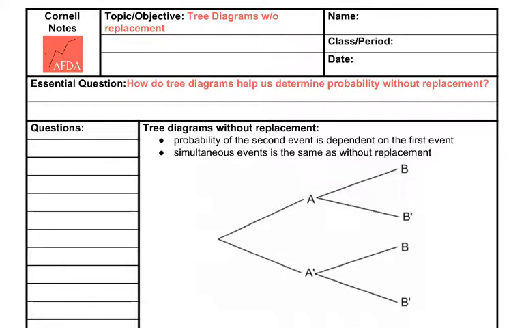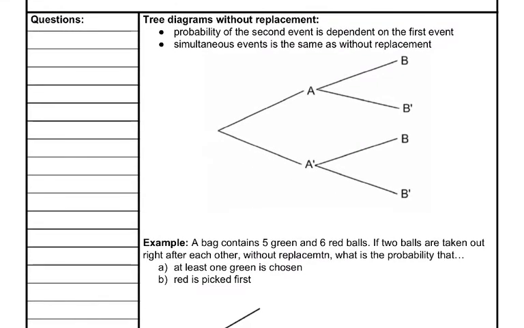This video lesson is on tree diagrams without replacement. All right, so tree diagrams without replacement, we have the second event being dependent on the first event. So now B actually has to do with A in some way. We also treat simultaneous events as the same as without replacement.